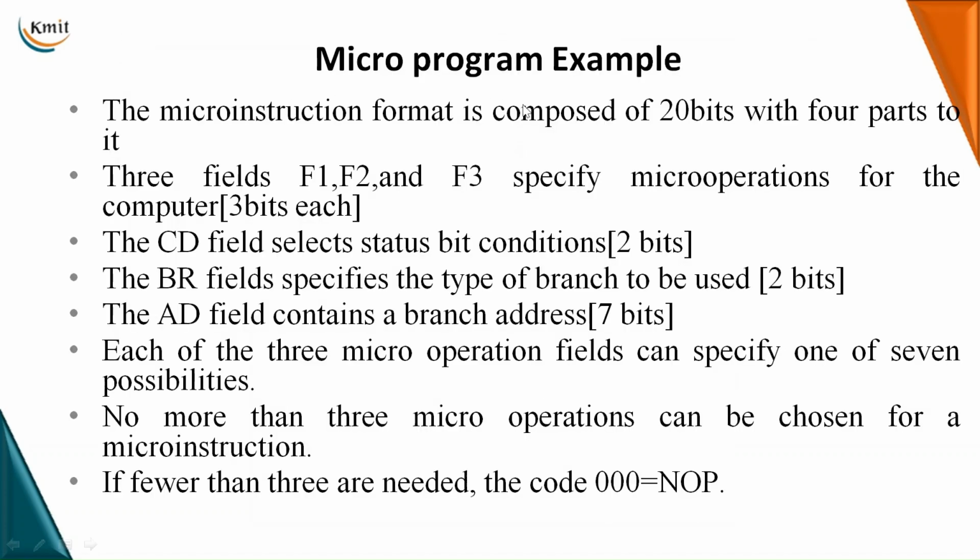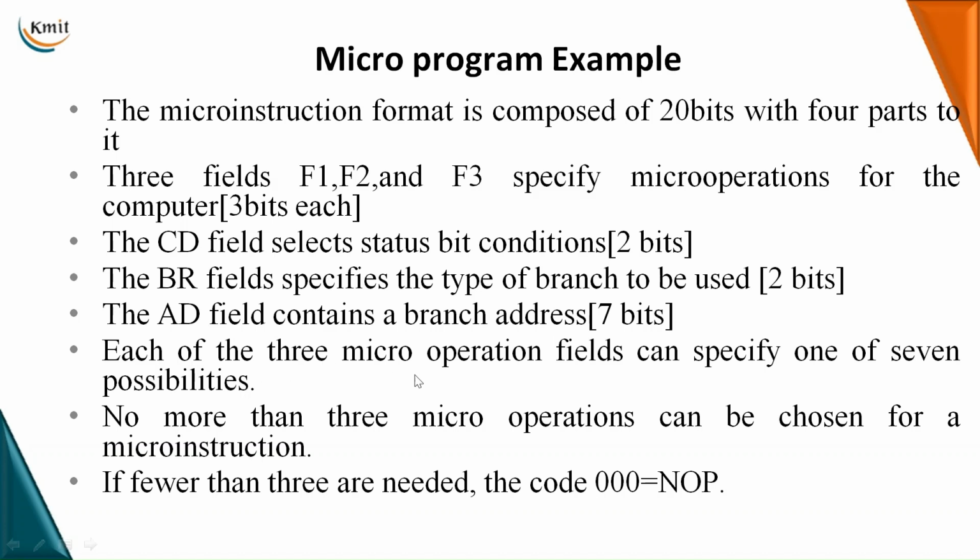So the micro instruction format is composed of 20 bits with 4 parts. 3 fields F1, F2, F3 specify the micro operations, of 3 bits each. The CD field selects the status bit conditions, which is of 2 bits. And the BR field specifies the type of branch to be used, which is of size 2 bits. And the AD field contains a branch address, so the target address of a particular branch.